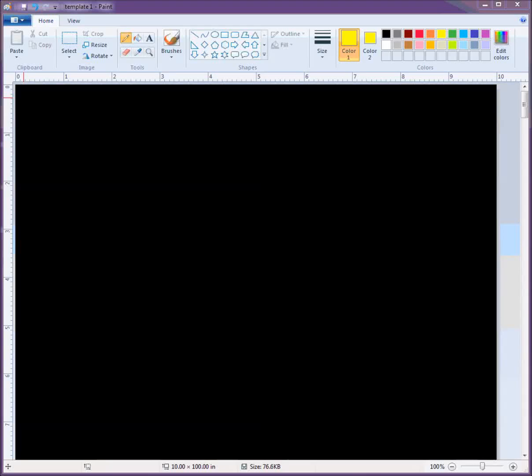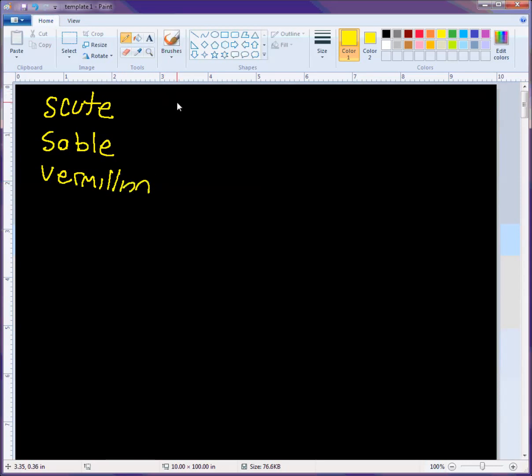Okay, so let's take a look at problem 514. So in Drosophila, a cross was made between females, all expressing 3 X-linked recessive traits. They are called Scute, Sable, and Vermilion. So we're going to abbreviate those SC, S, and V.